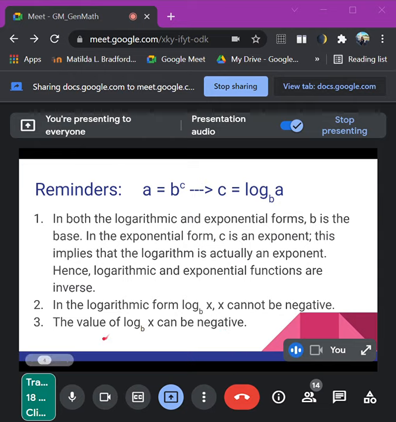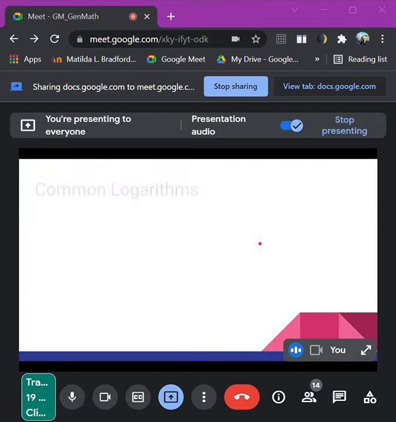So now, you have to take note of all of these reminders because this will help you in changing your logarithmic to exponential or from exponential to logarithmic. Okay, so we have here our common logarithms and our natural logarithms.